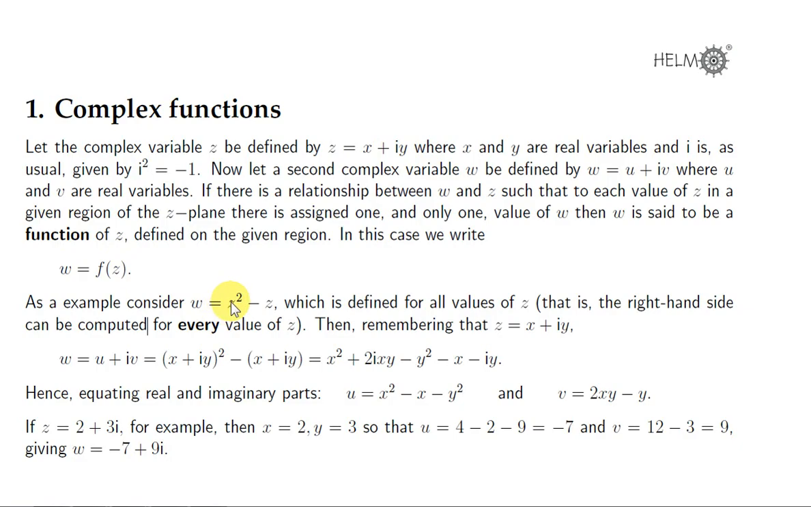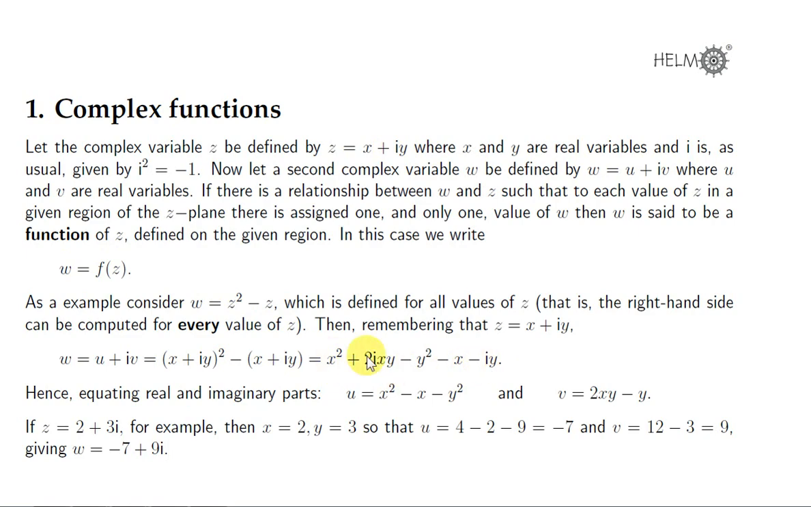For example, suppose that f of z is given by z squared minus z. Then to see what w is, we have to square z, that's x plus iy squared. So square the first term, x squared, first by second, and double gives 2ixy. Then we square iy, well that's i squared y squared, which is minus 1 y squared. Then we have to subtract z, subtract x plus iy. So this is our w.